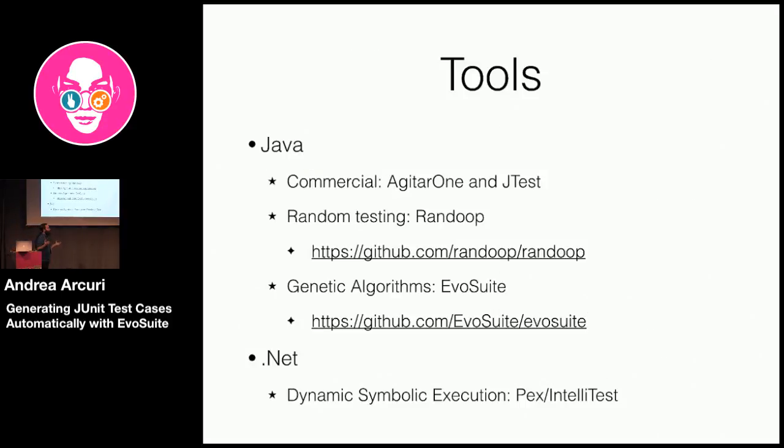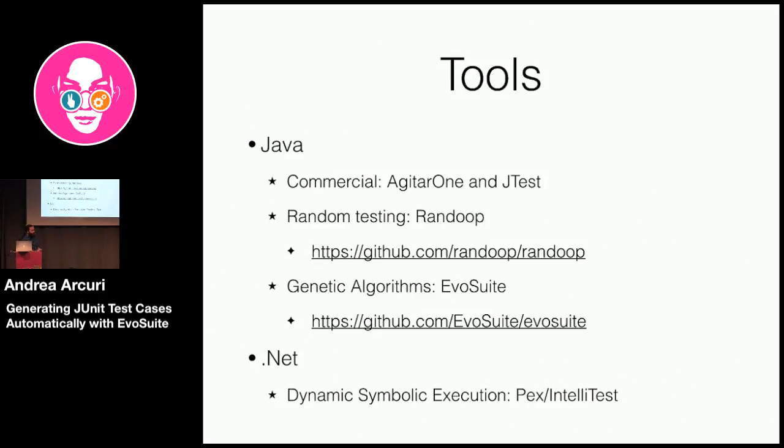Tools. I mean, you have listened to me for the last 34 minutes, so you might think, should I try these things, or is it just snake oil? I can actually try them. There are some commercial tools for Java called Agitar One and JTest. I don't like them, I cannot recommend them, but if you want, try them out. Up to you. But don't say that I recommend them.